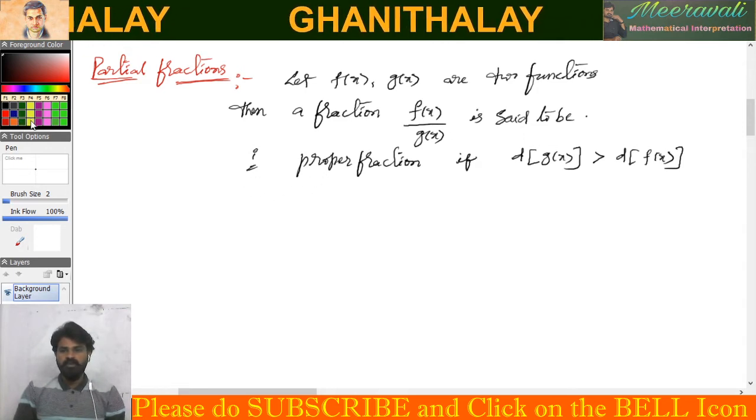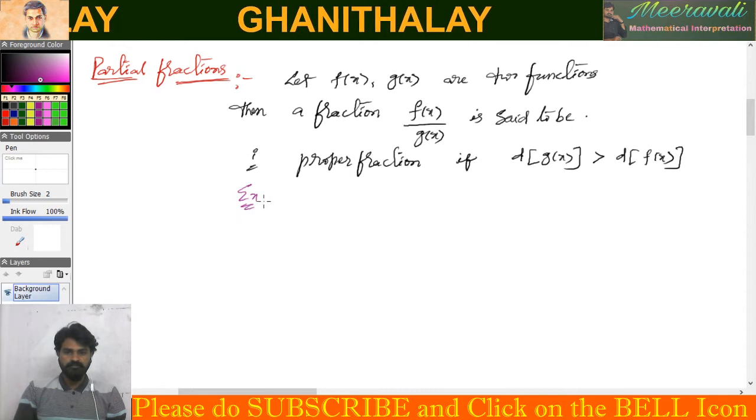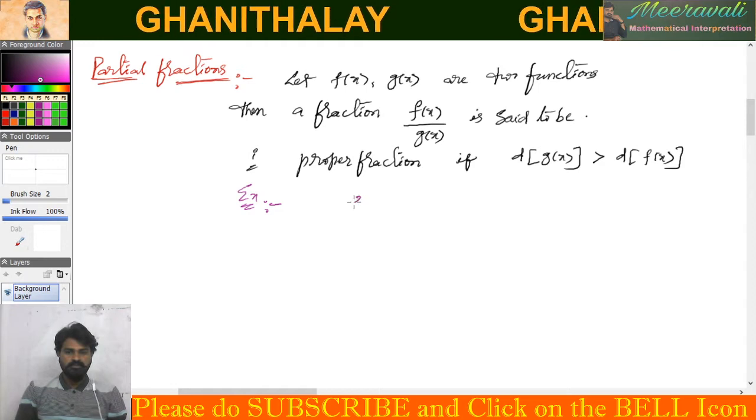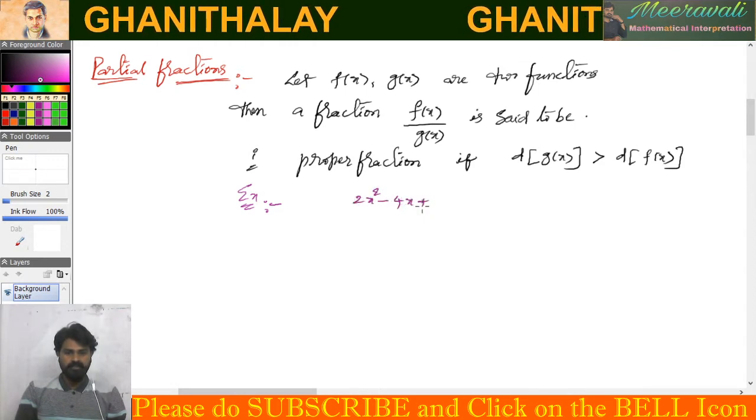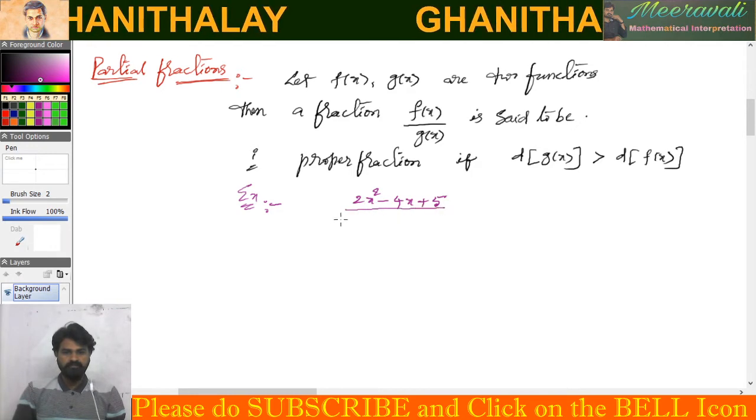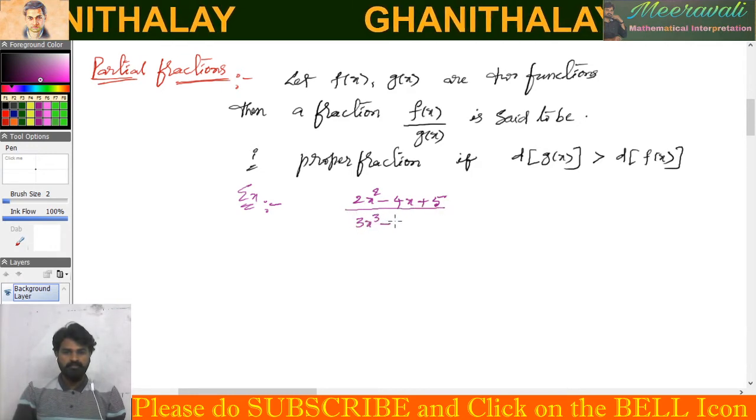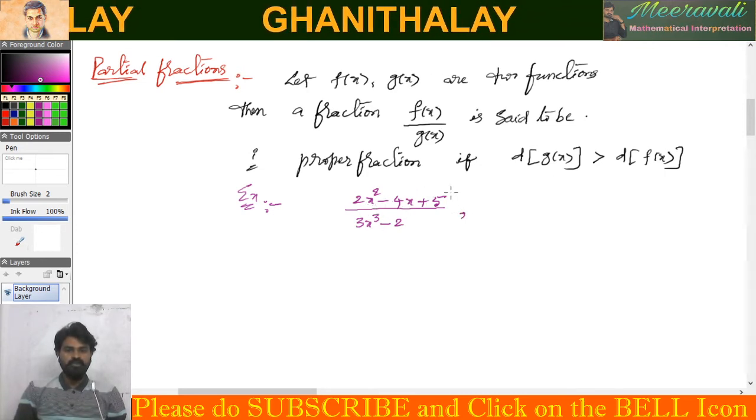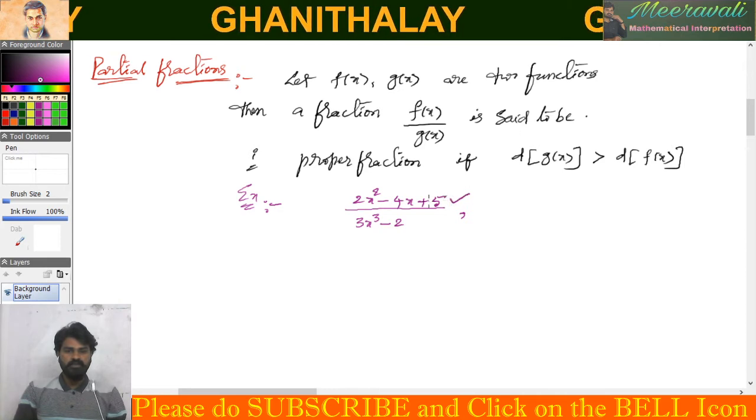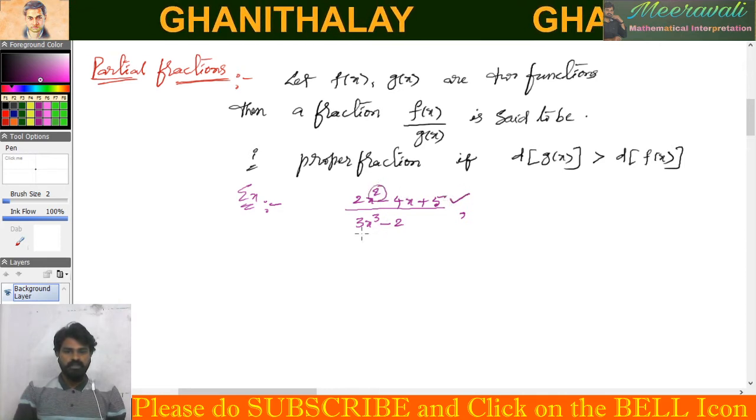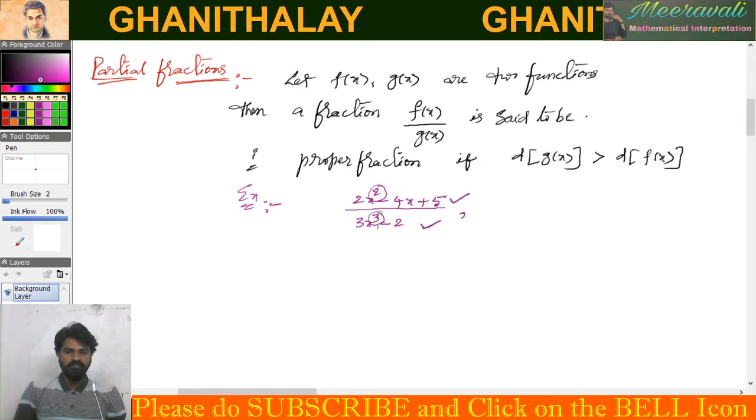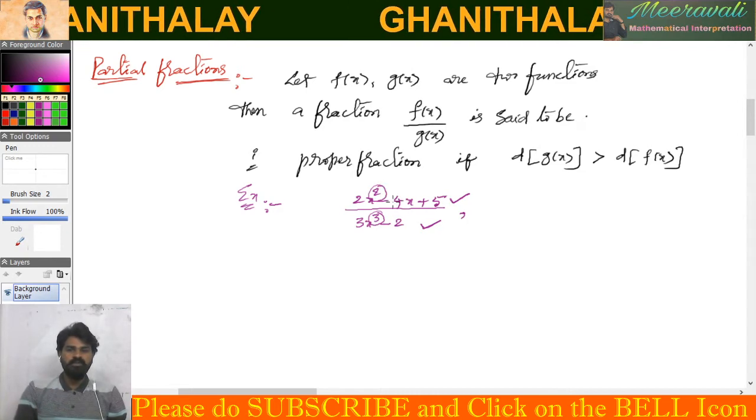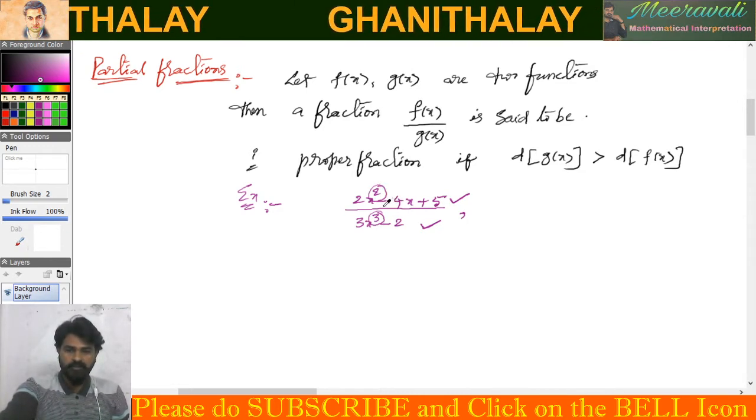Okay, an example of a proper fraction: suppose 2x square minus 4x plus 5, I had taken, by 3x cube minus 2. So that is an example of a proper fraction. Look here, what is the degree of the numerator? The degree of the numerator is 2. Next, the degree of the denominator, what is that? 3. Here the degree of the denominator is always higher than the degree of the numerator. Such types of fractions are called proper fractions.